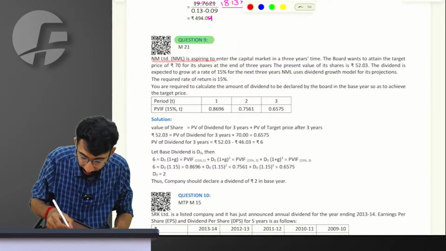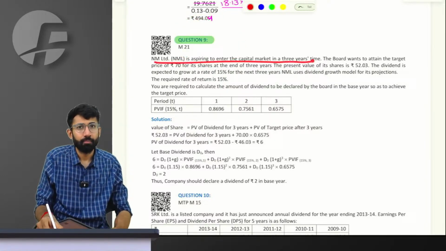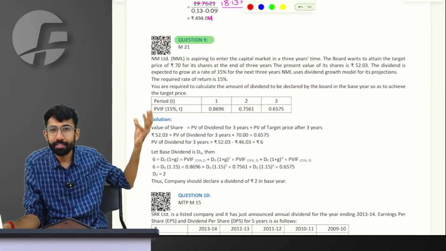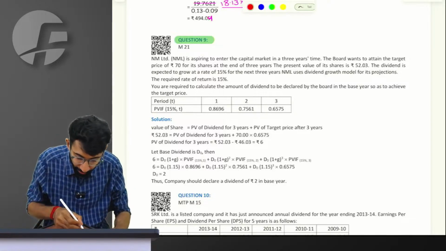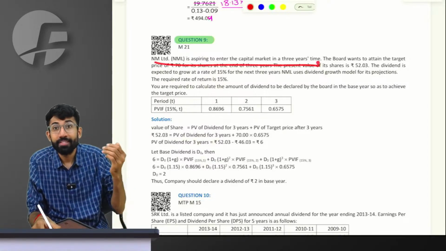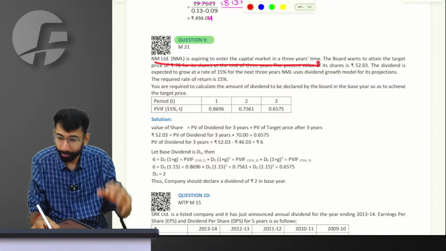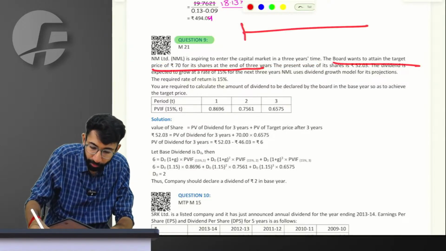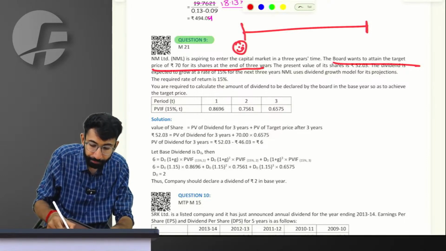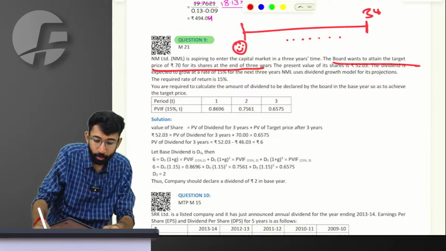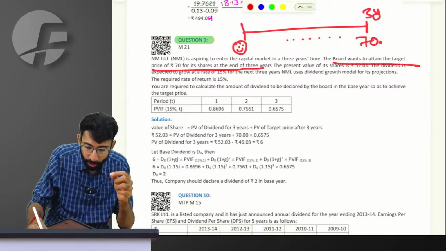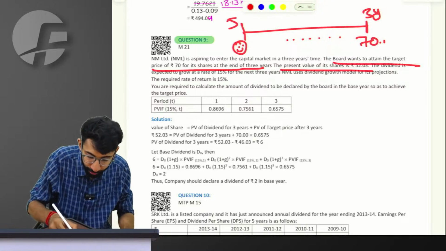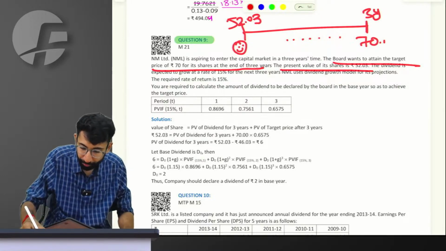NM Limited is aspiring to enter the capital market in 3 years' time. Sir, what is capital market? Basically this is the equity and debt market. So they want to enter into the equity market by basically listing themselves. The board wants to attain a target price of 70 at the end of 3 years, which means they want to list at the end of 3 years, and they want a share price of 70 at that point. The present value of the share is 52.03. Right now the value in the market is 52.03.